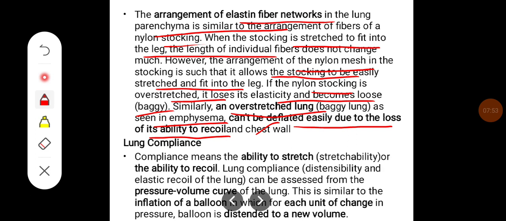Lung compliance. Compliance means the ability to stretch, that is, stretchability or ability to recoil. Lung compliance, that is, distensibility and elastic recoil of the lung, can be assessed from the pressure volume curve of the lung. This is similar to the inflation of a balloon, in which for each unit of change in pressure, the balloon is distended to a new volume.